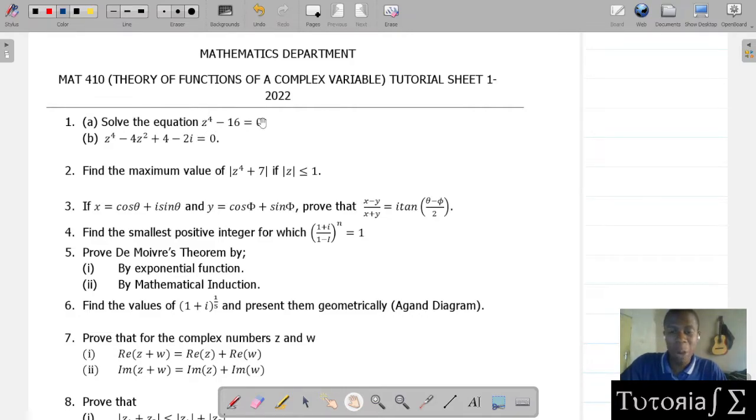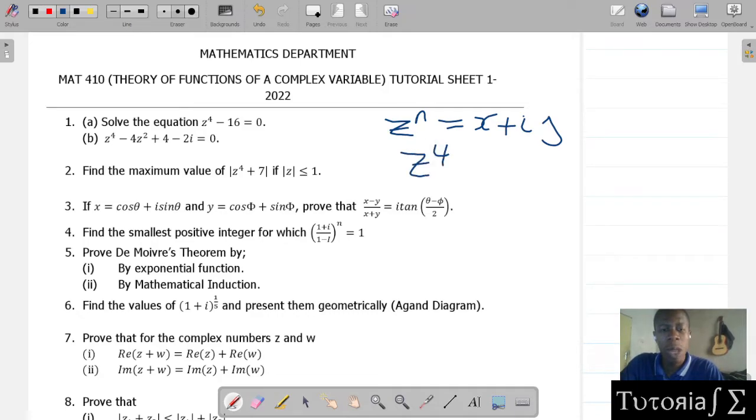In a case where we have one variable like this one, what they are asking us to find is just the nth root. So we should write this in the form z to the power n is equal to x plus iy. In this case, z to the power 4 is equal to positive 16, where our x is 16 and our y is 0.